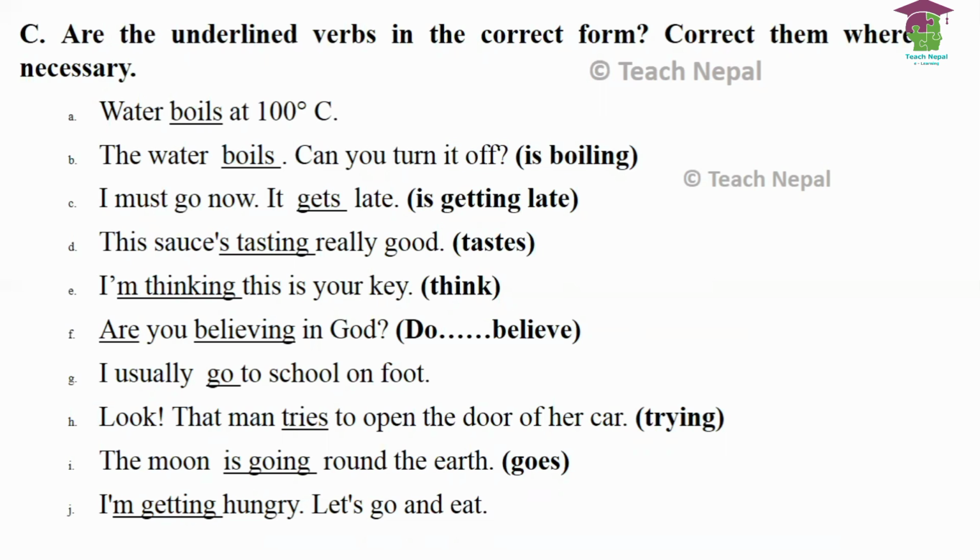Number H, the man is trying. Number I, the moon goes down. I'm getting hungry, let's go. It's correct. So in this way you can do.